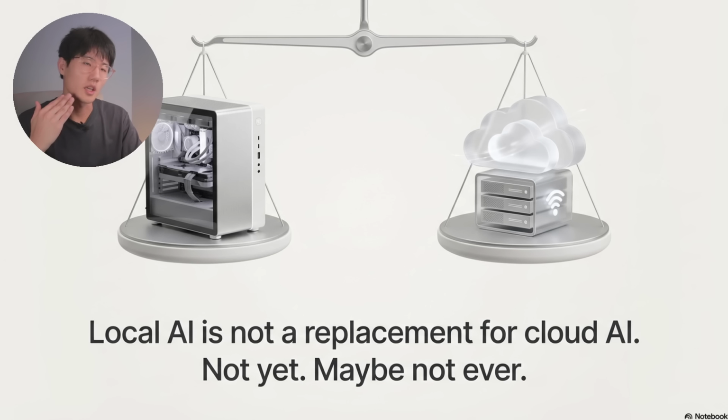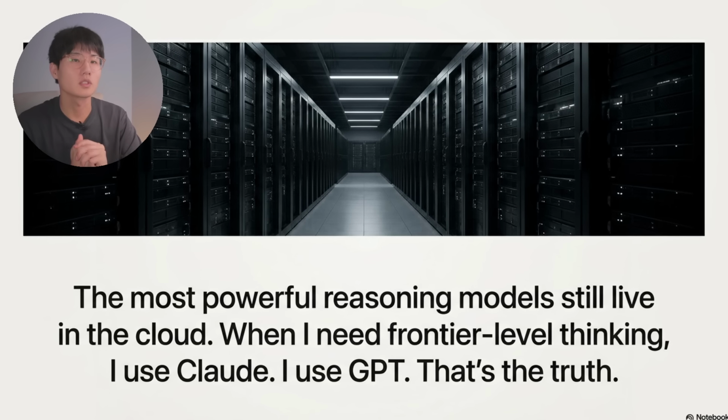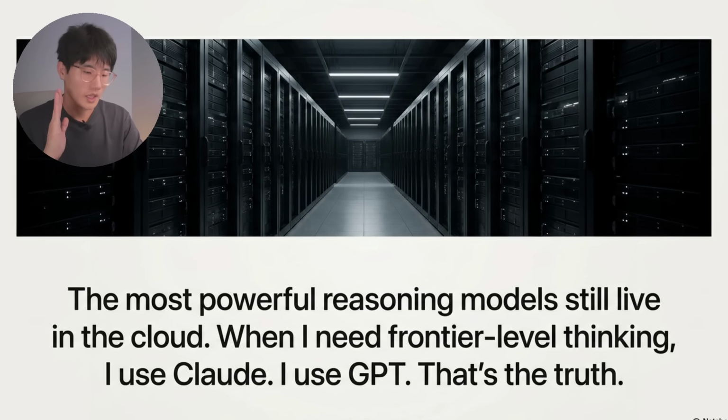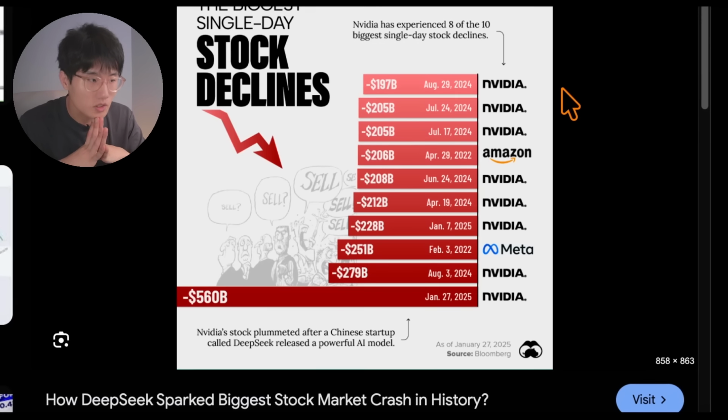I want to be straight with you because I think most AI content online isn't. Local AI is not a replacement for cloud AI, closed frontier models. I'm talking about ChatGPT, Claude, Gemini, just not yet. Maybe not ever for everything. The biggest, most powerful reasoning models still live in the cloud. They're all US made. When I need frontier level thinking on a complex problem, I use Claude or GPT. That's the truth. But I now have a very high expectation of a new DeepSeek 4 coming. I don't know when, but hopefully it doesn't crash the stock market this time.